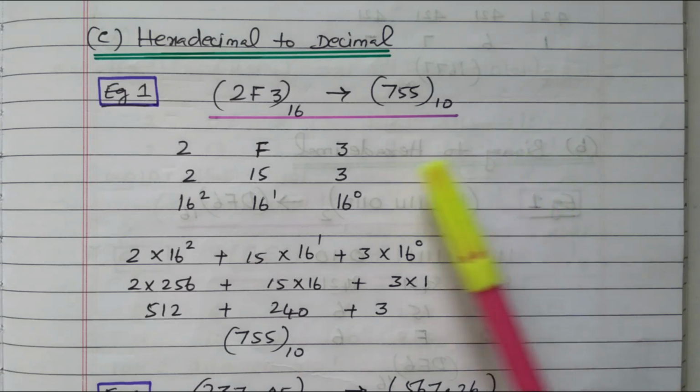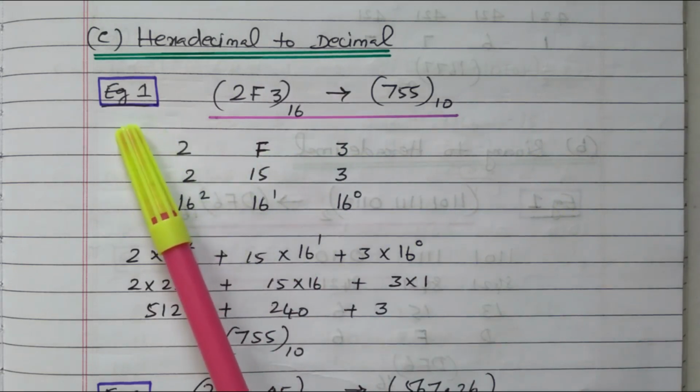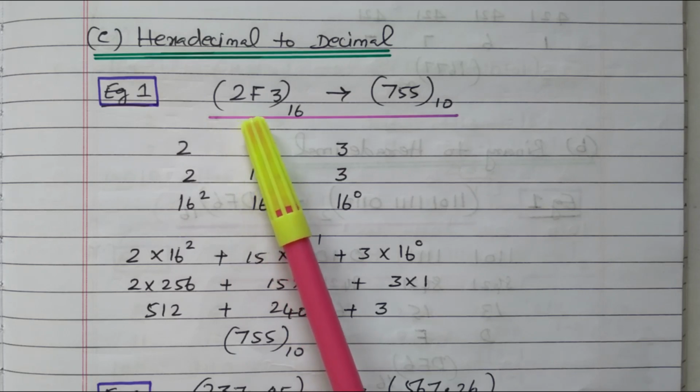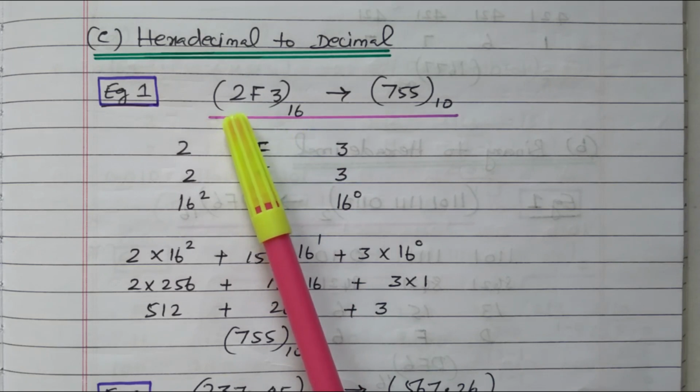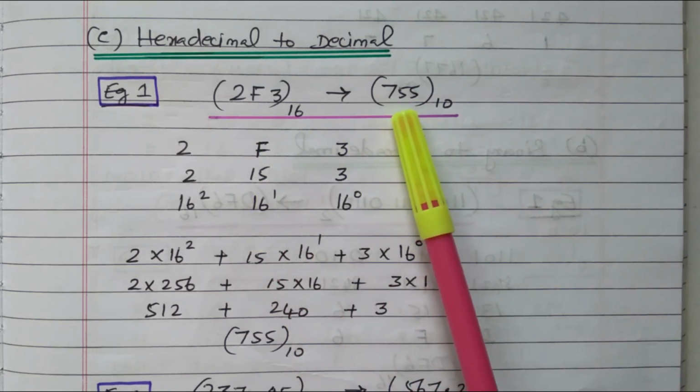Now we will go to the topic hexadecimal to decimal. First you will see example 1. The given hexadecimal number is 2F3, the base is 16. So we need to convert this hexadecimal number 2F3. While converting, what we got? 755. The answer is 755. We will see how we got this 755.